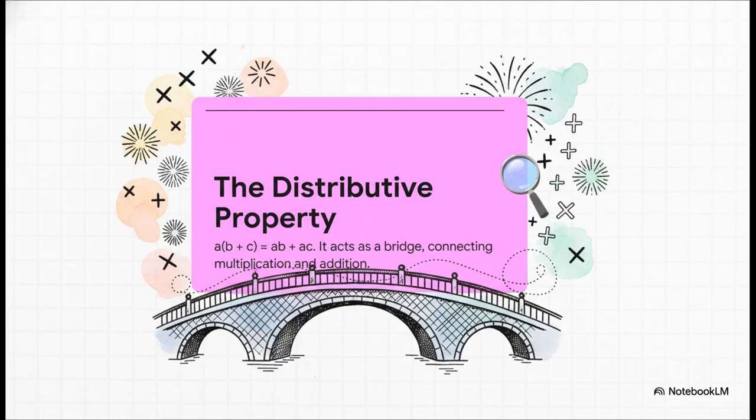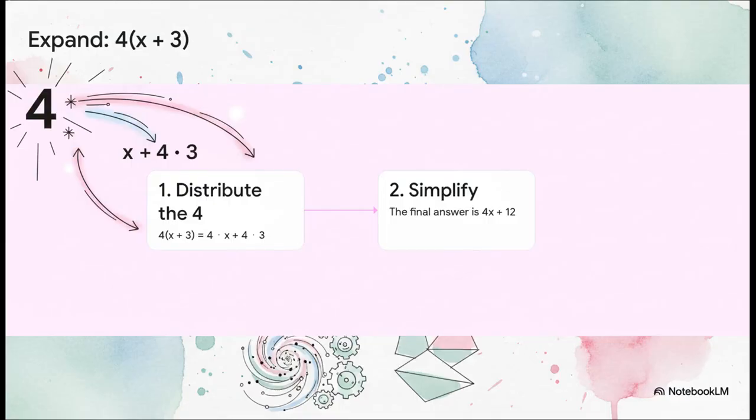I mean, think about it. If you're calculating a 20% discount on a shirt and a pair of pants, you could add the prices and then take 20% off, or you could distribute that 20% discount to each item first and then add them. You get the same answer. Let's see it in action. So to simplify 4 times the quantity x plus 3, we just share or distribute that 4 on the outside to each term on the inside. That gives us 4 times x plus 4 times 3. Clean that up and you get 4x plus 12. It's a really beautiful, simple process.